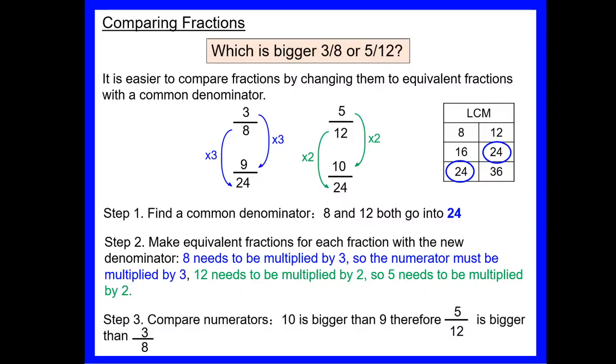Final step then, once we have our equivalent fractions, we can simply compare the numerators. So once the denominators are the same, they're both out of 24, then the biggest one is 10, the smallest one is 9. So 10/24 is bigger than 9/24, so that means that 5/12 must be bigger than 3/8. So when we're comparing fractions, we change them to equivalent fractions with the same denominator, and then we compare the numerators. Once we've compared the numerators, we can decide which of our original fractions are bigger or smaller.